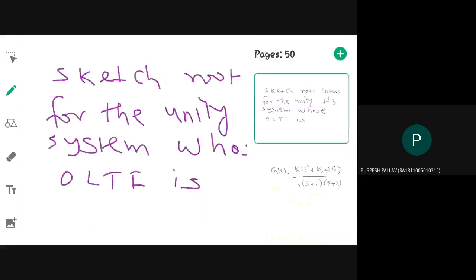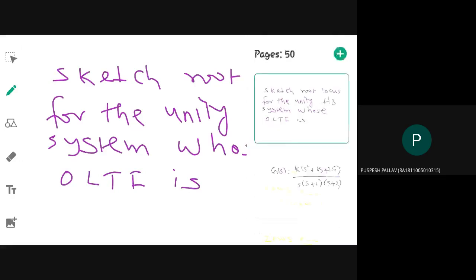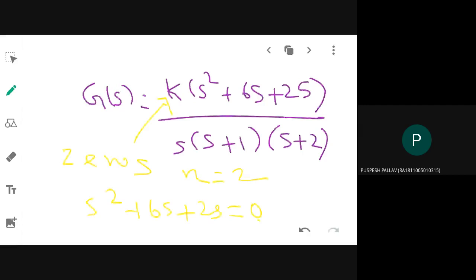Okay, take down the problem. You have to sketch the root locus for the unity feedback system whose open loop transfer function is again given by, take down the G(s) value. Have you taken it down? Quickly, we will try to finish this also.